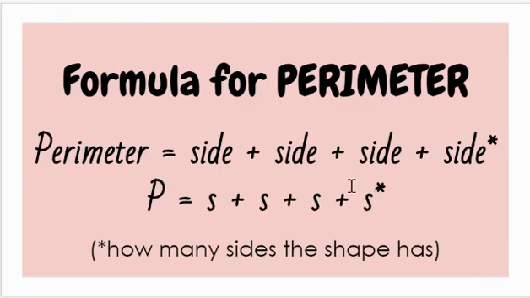Our short version of writing is P stands for perimeter, equals S plus S plus S plus S. Again, this asterisk just tells you the number of S's depends on the number of sides in the figure.